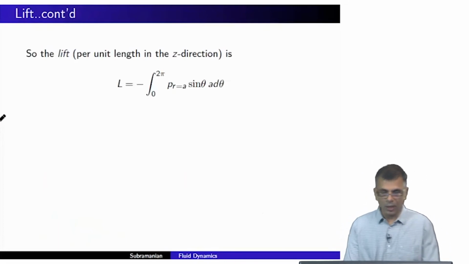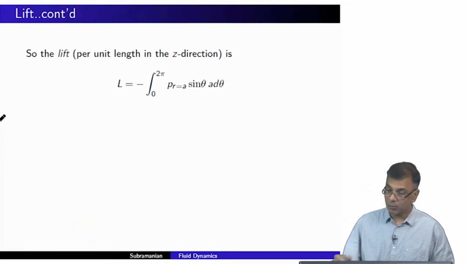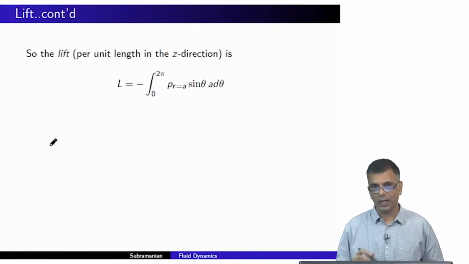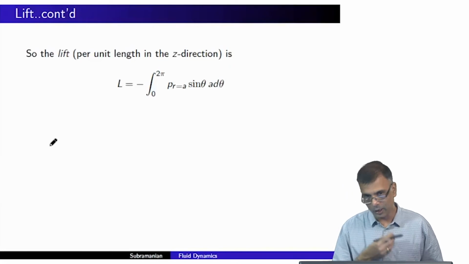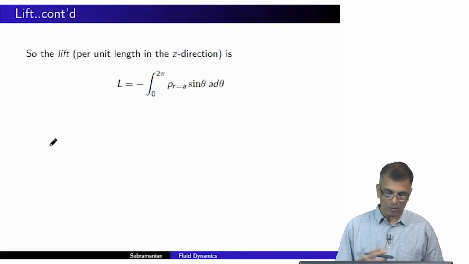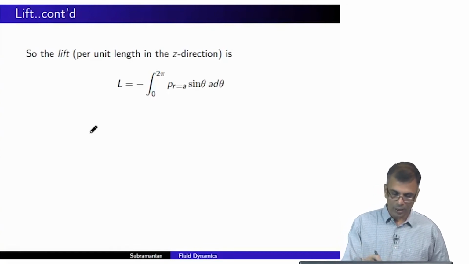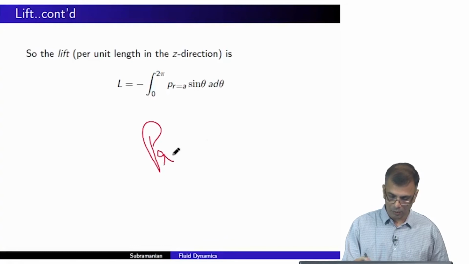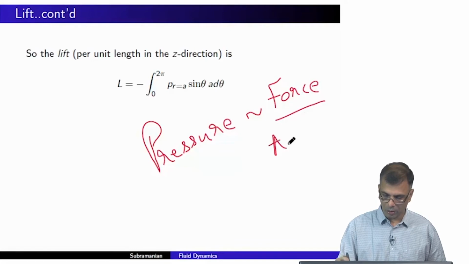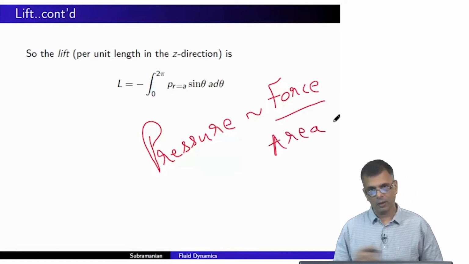Okay, so what are the dimensions of pressure? All we have is a pressure now, and you take the gradient of that pressure and you get the force, right? But now the other way to look at it is that the dimensions of pressure, as we know, are force per unit area. Yeah, we know this.